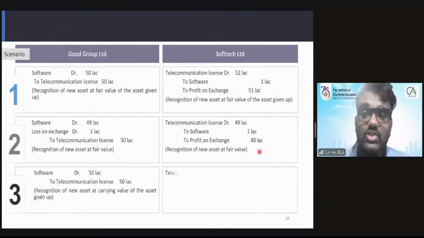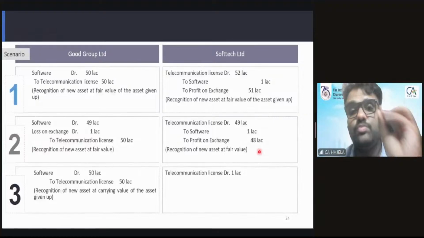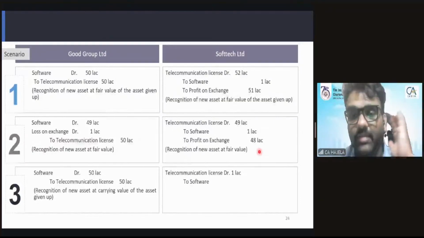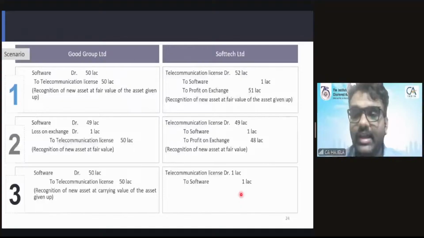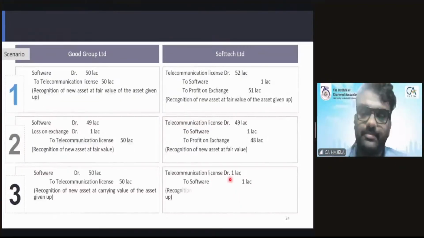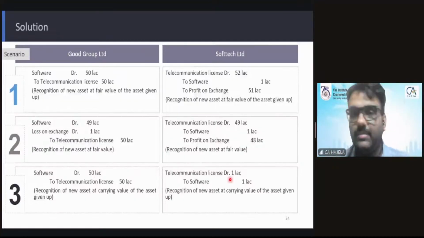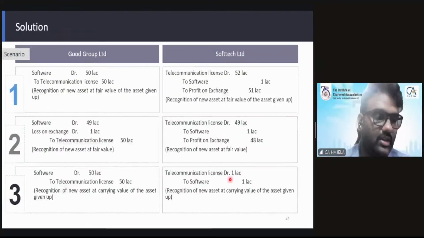जब दोनों की ही वैल्यू नहीं पता तो we use book value of the asset I am giving up. I am giving up what? My software, which is worth 1 lakh in books of accounts. I will recognize the telecommunication license at the same cost. आप if you guys wish to, आप इसका screenshot ले सकते हैं entries का.